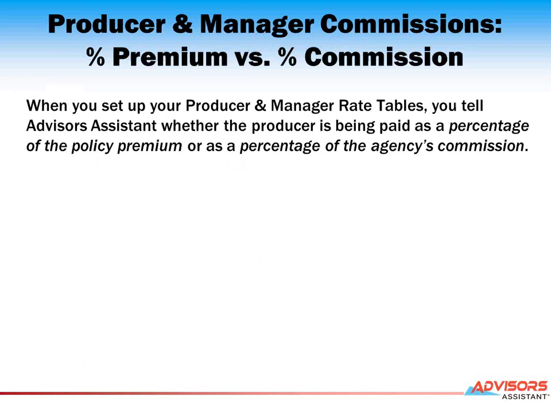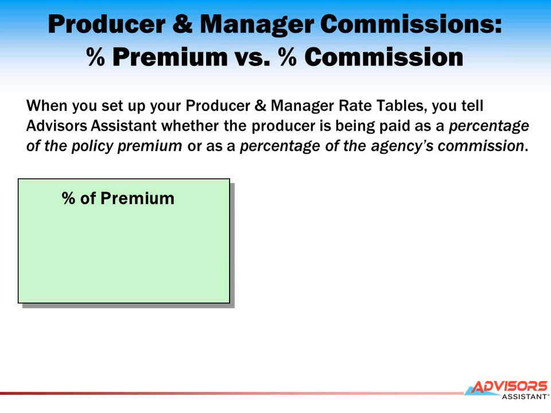When agency level commissions are calculated, they're always calculated as a percentage of premium. But I mentioned earlier that when you're calculating producer and manager commissions, you can tell Advisor's Assistant to calculate those levels as a percentage of premium or a percentage of agency commissions. So let's take a look at how that affects the calculation.